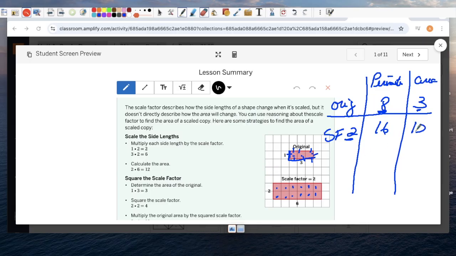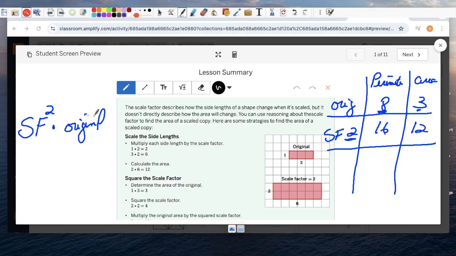So how did we discuss this in class? Well, we found a pattern, and the pattern was that to find the area of the scale copy with a scale factor of 2, or any other scale factor, but let's talk about scale factor 2, is to do what? Take the scale factor, square it, multiply it by itself, and then multiply it by the original area. So if we take 3 and multiply it by 2 to the second power, 2 to the second power is 4, so 3 times 4 would be 12.